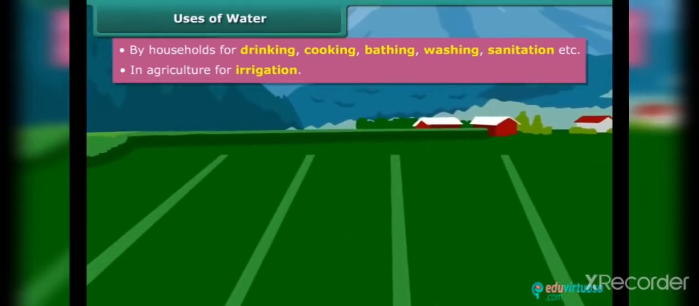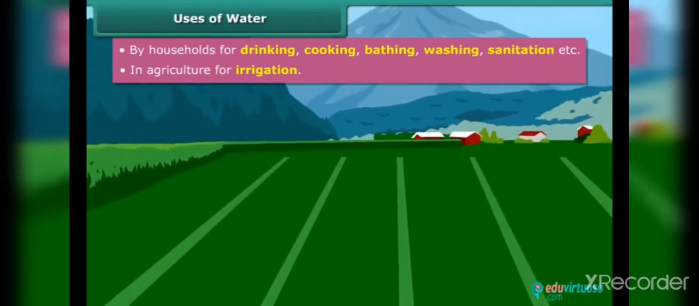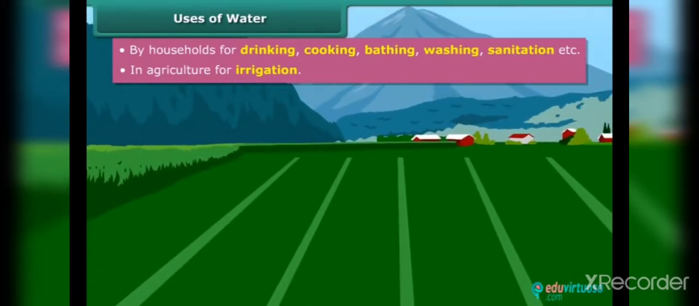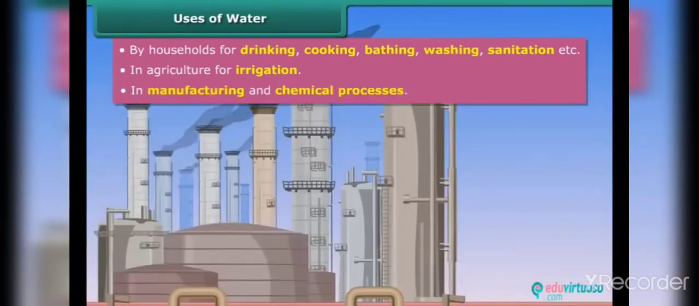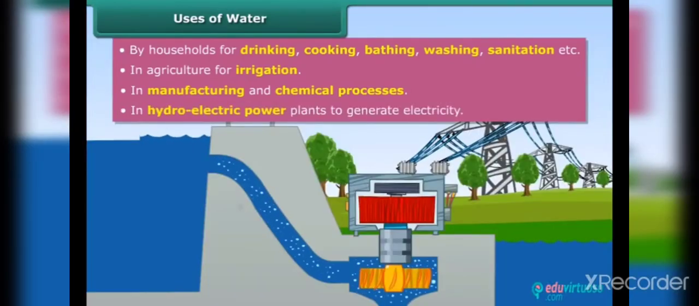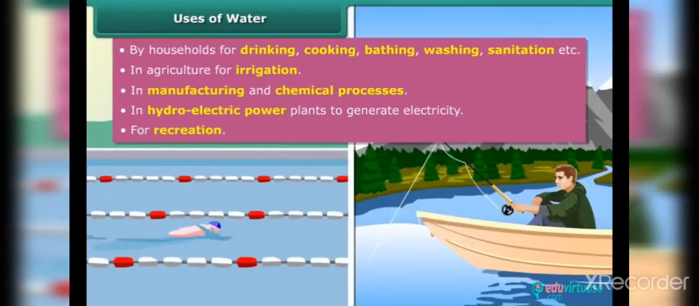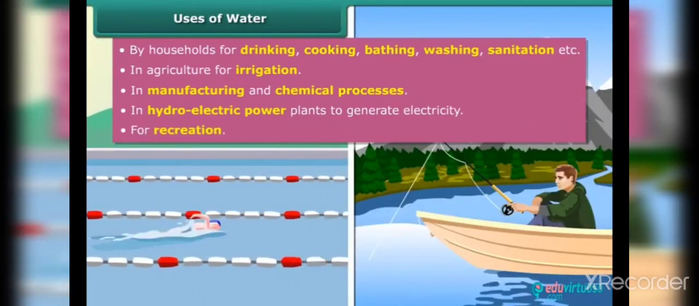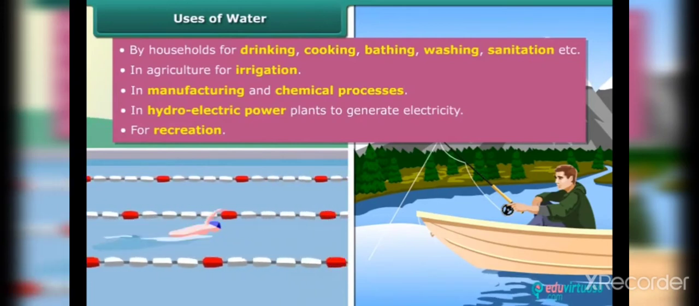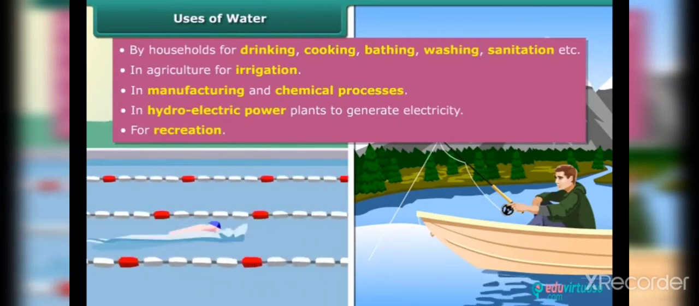Irrigation acts as an insurance against the vagaries of nature. Water is also used in industries for cooling purposes. It is used in many industries as a solvent. It is also used to generate electricity. Besides, recreational activities such as swimming, fishing, sailing, and other water sports require water.